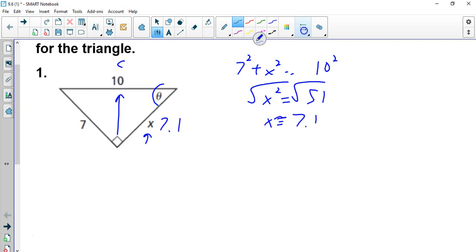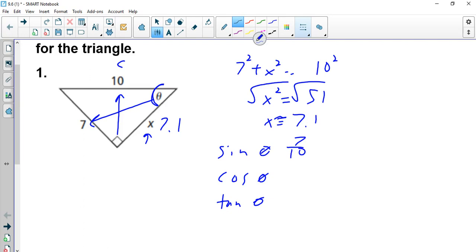So that's rounded. Now that we have all three sides, we can write the sine, cosine, and the tangent of theta, or the angle, the unknown angle. Remember, we're looking from here, so sine, from here, sine is opposite over hypotenuse. So opposite is way over here, the 7, and the hypotenuse is 10.